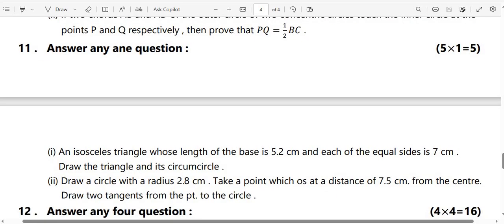Number 2. Draw a circle with a radius of 2.8 cm. Take a point P at a distance of 7.5 cm from the center. Draw two tangents from the point P to the circle.